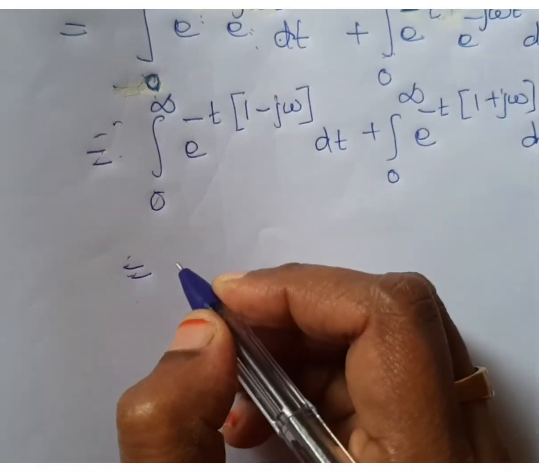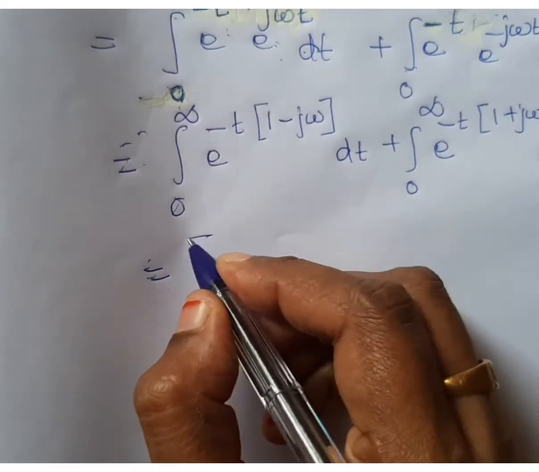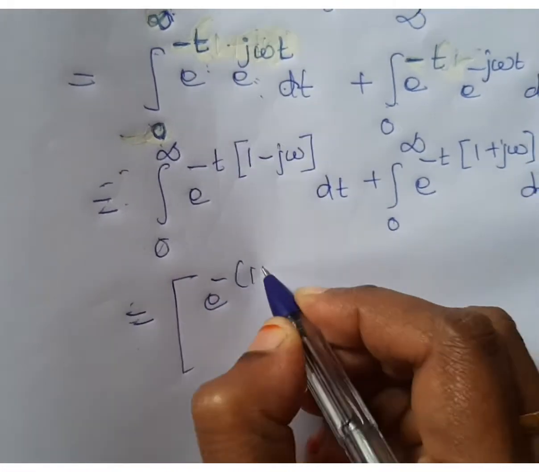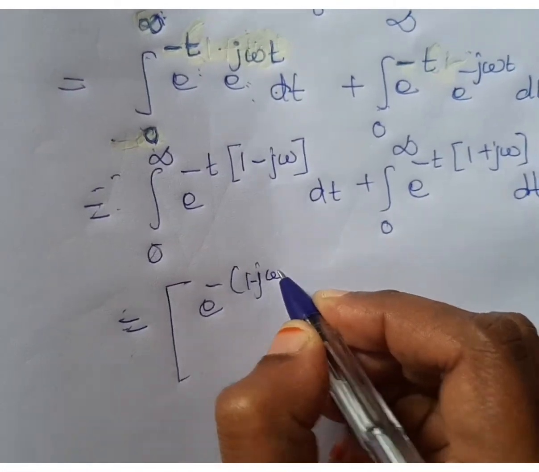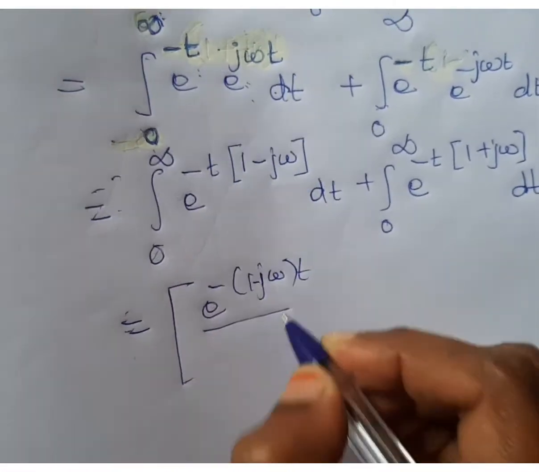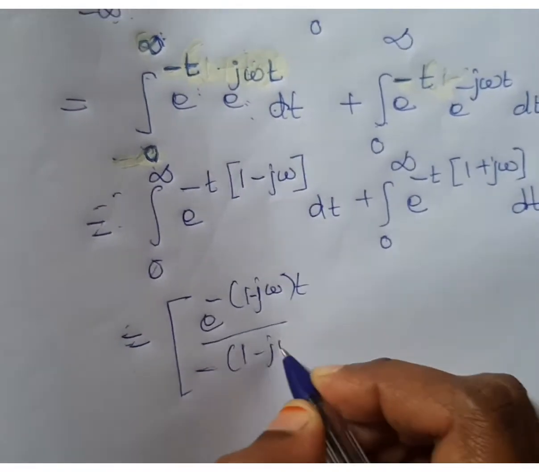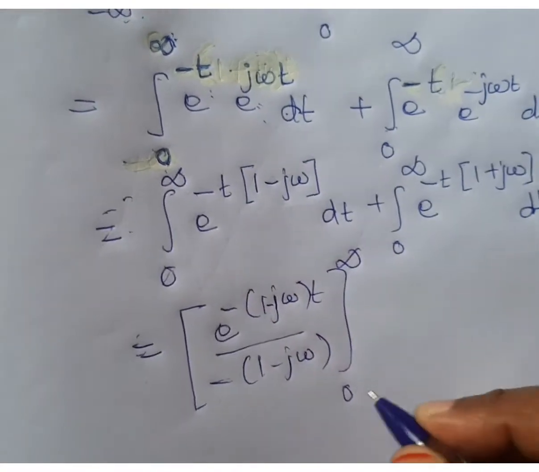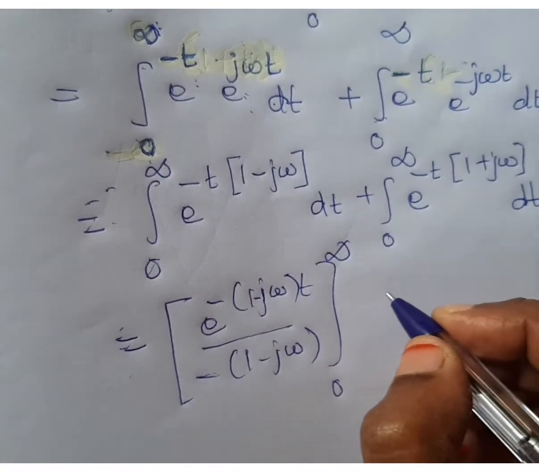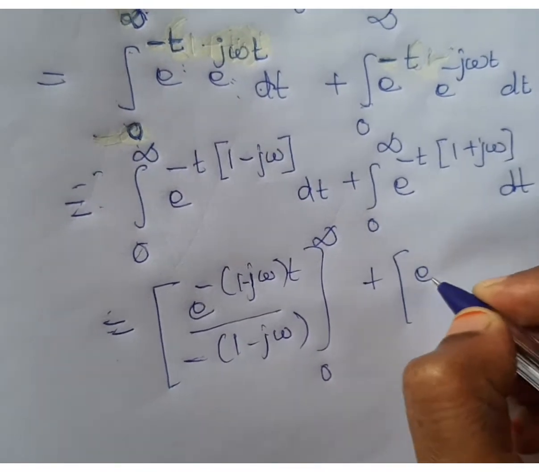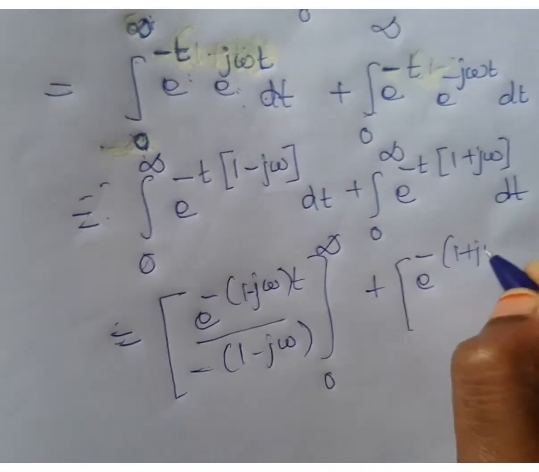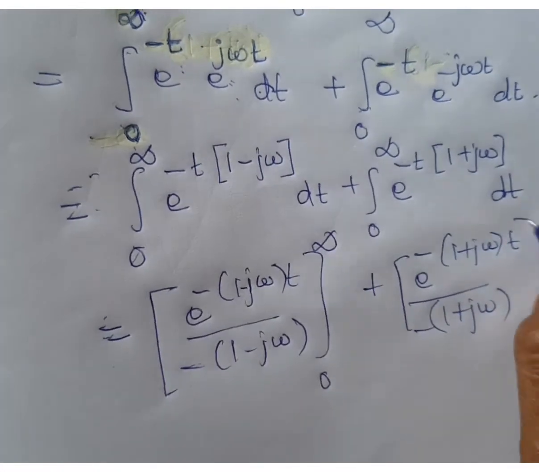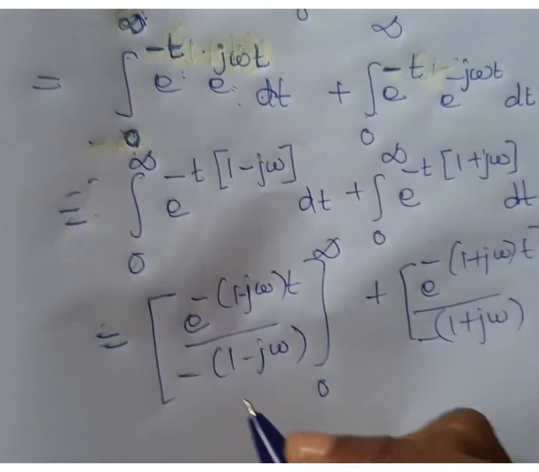So now the next step is to integrate this value. So you got e power minus 1 minus j omega into t divided by minus 1 minus j omega. Okay, the integral value is from 0 to infinity. And in the next step, write e power minus 1 plus j omega t divided by minus 1 plus j omega. So here also from 0 to infinity.